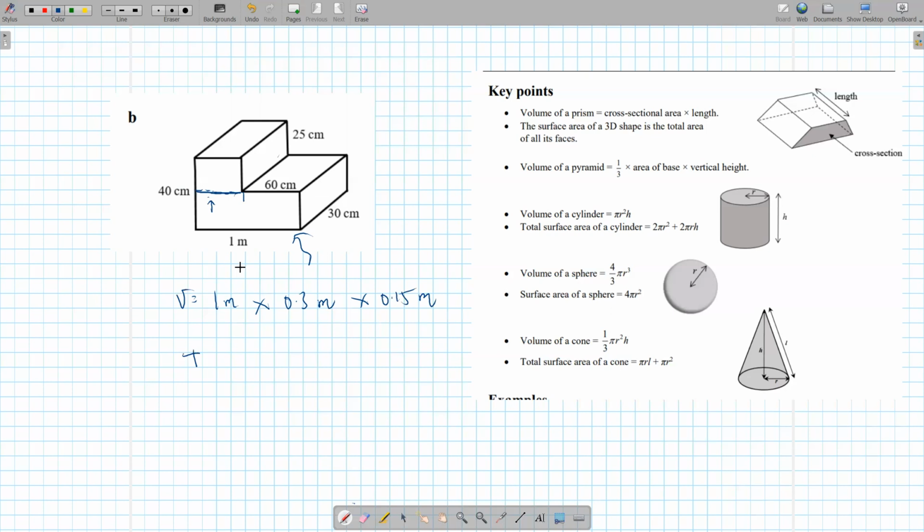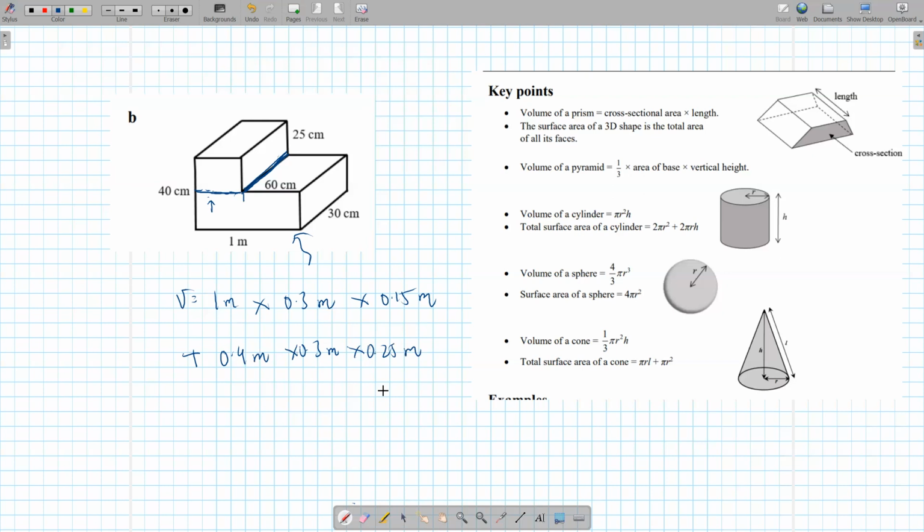0.4 meters. Yes, 0.4 meters. What about this? 0.3. Yes. What about the height? 25. Yes, which is 0.25 in meters. And there we go.